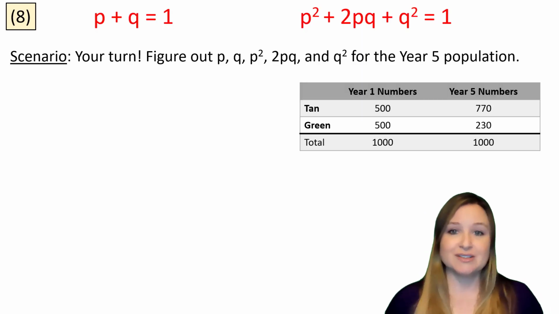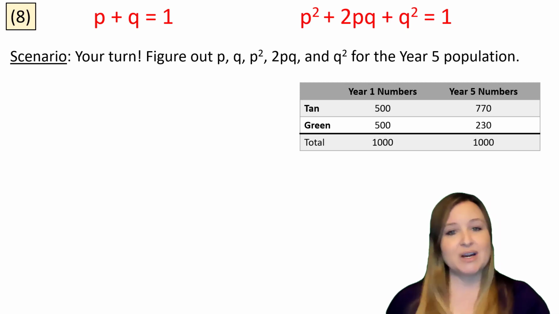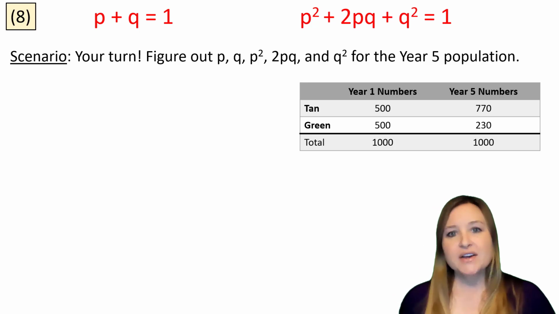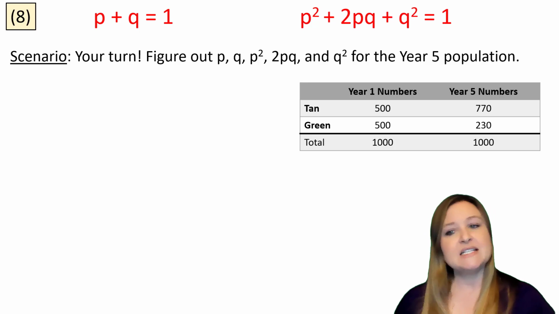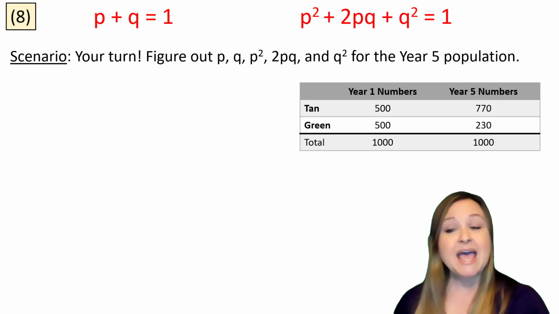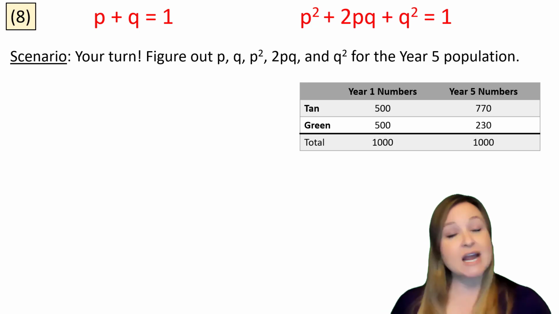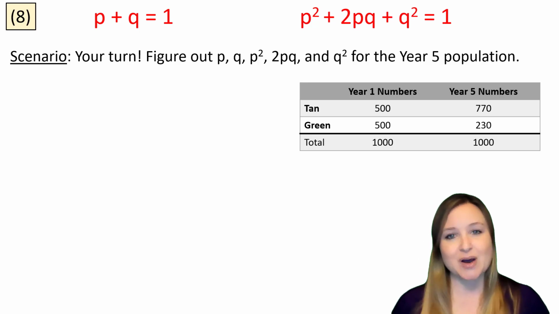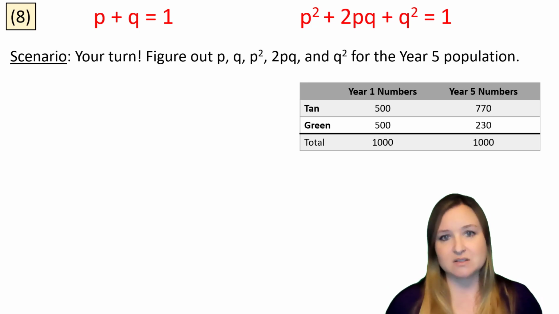So that's your turn, okay? I want you to go ahead and figure out P, Q, P squared, 2PQ, and Q squared for the year 5 population. In essence, walk through the same process that we did here between slides 1 and 7 and see if you can use the year 5 numbers here, where there's 770 tan grasshoppers and 230 green grasshoppers, to figure out what the allele and genotype frequencies are at year 5. Now, I'm going to give you a few hints, and maybe you want to take a couple screenshots to help walk you through it, but then pause the video, see if you can figure these out, and then I'll reveal the answers when we come back.